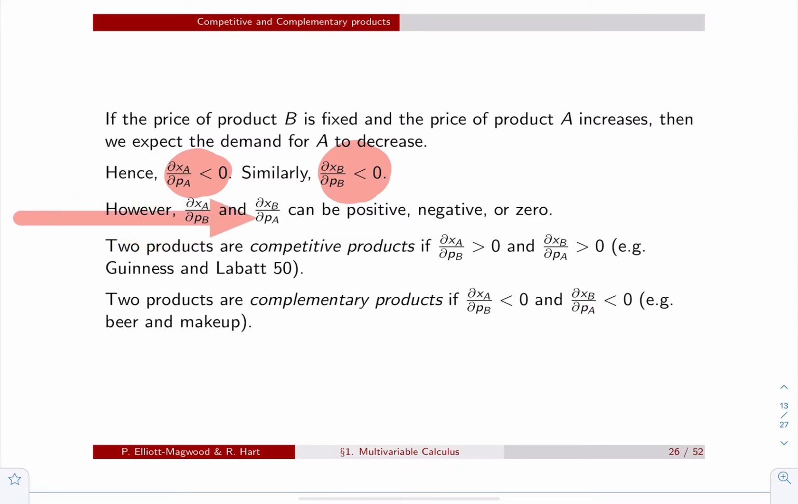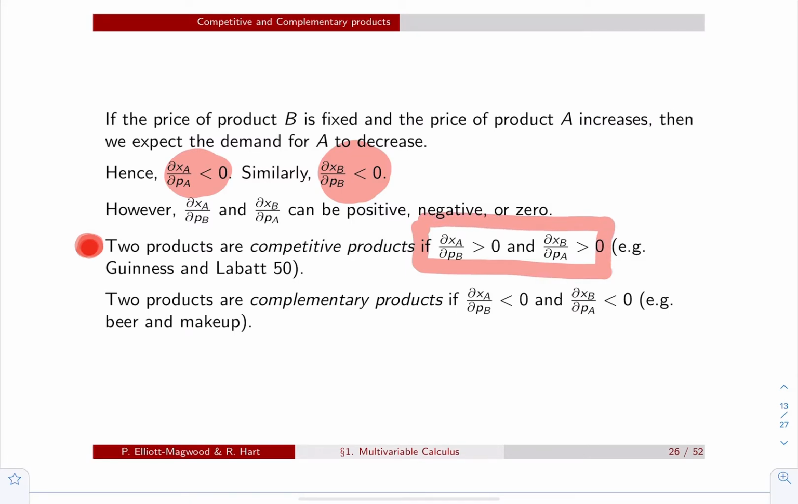For the other two partial derivatives, del XA over del PB and del XB over del PA, a priori, they can be negative, positive, or zero. There's no fixed rules for them. But depending on the sign of those partial derivatives, we will be able to decide what type of relationship the two products have. So we're going to say that two products are competitive if the partial derivative del XA over del PB is strictly bigger than 0 and del XB over del PA is strictly bigger than 0.